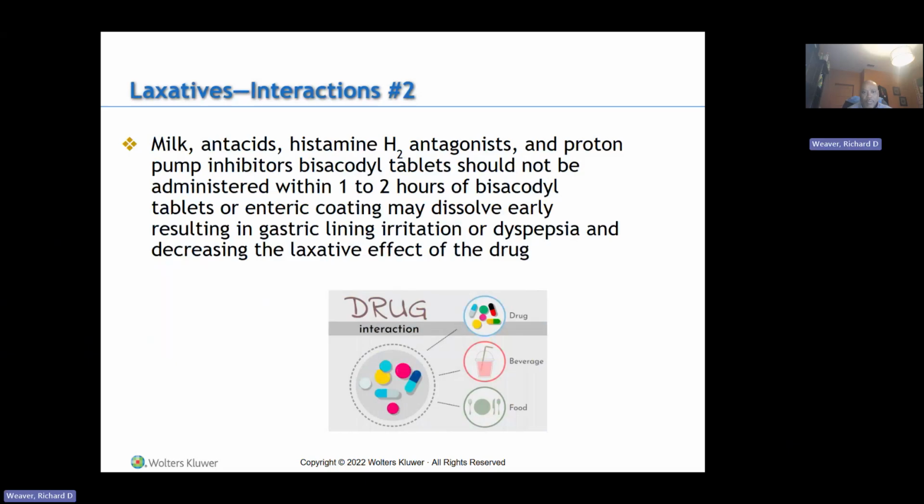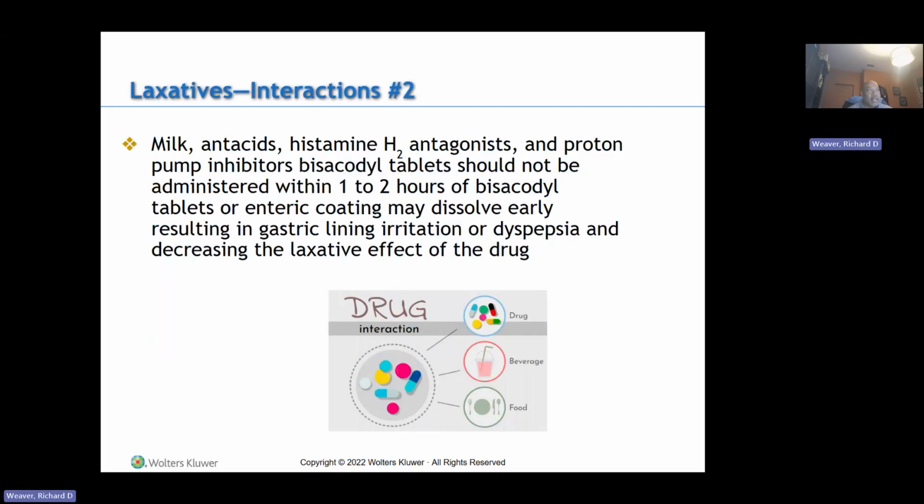So milk antacids, histamine H2 antagonists, the acid reduction. Proton pump inhibitors should not be given 1 to 2 hours before bisacodyl tablets because the enteric coating, which is on the bisacodyl tablets, they usually coat it, right? The enteric, meaning intestine, coating may dissolve early. That's why you don't give this bisacodyl with these particular drugs, because it can cause the medication to dissolve too early before it can actually reach the intestine.